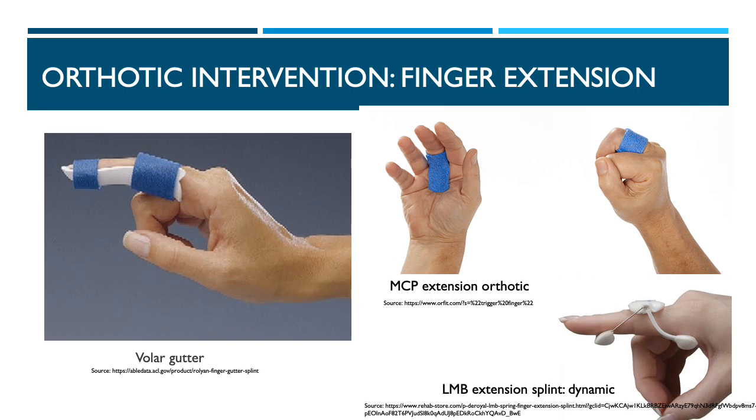On the other side of things, orthotics for finger extension, you might see just a basic volar gutter, an MCP extension orthotic, or an LMB dynamic extension splint. This we use really commonly. It's spring loaded, so you can see there's 3 points of pressure that slowly pull that PIP up. These you can use for joint contractures or stiffness due to fractures, tendon injuries, tendon adherence, scarring, or that MCP extension splint can be used for trigger finger.